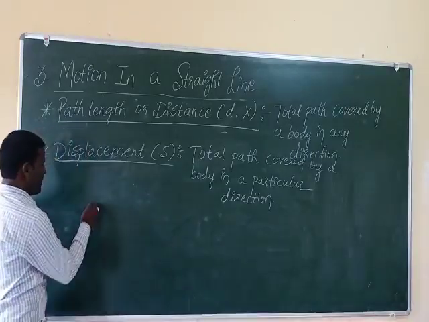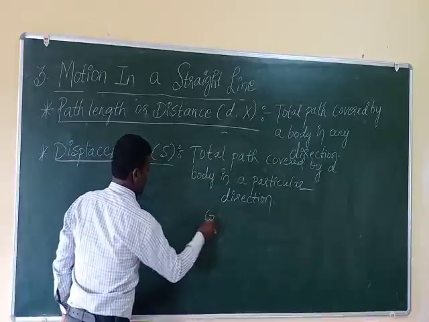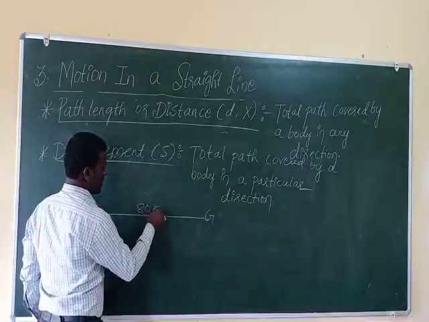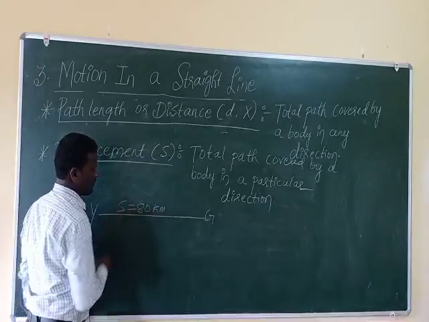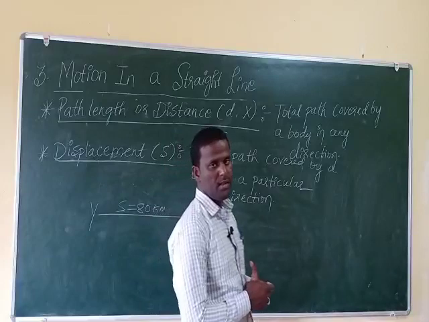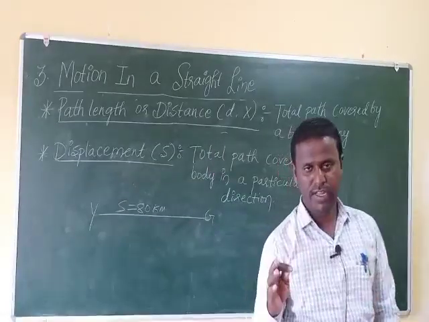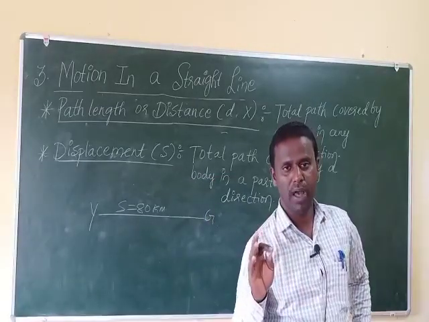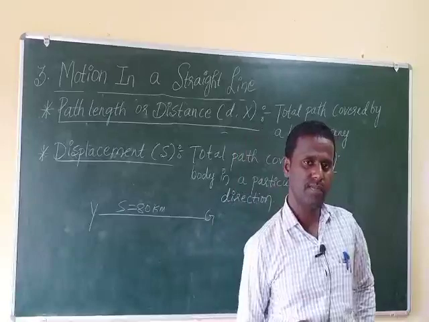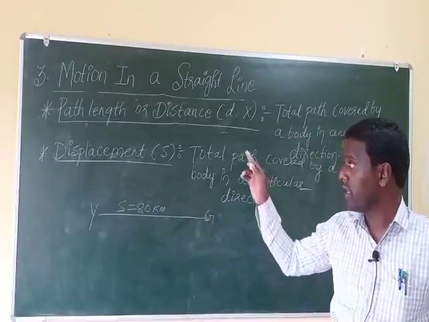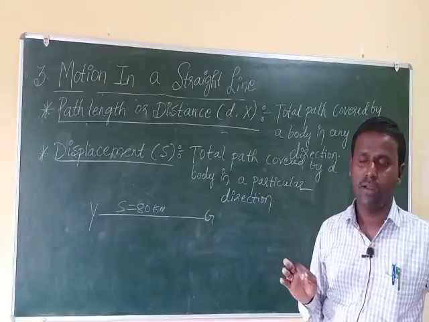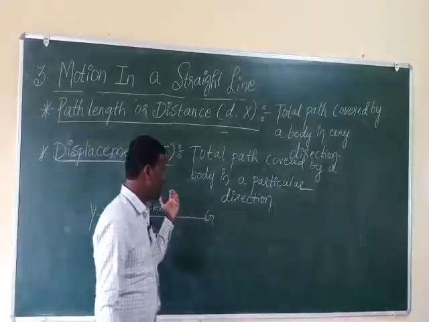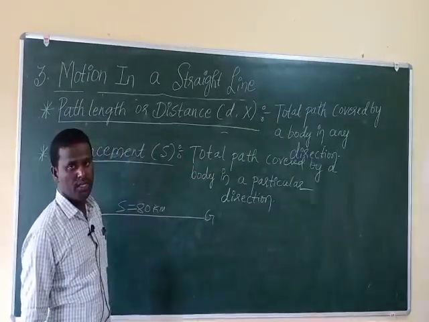See, same as here, this is Gulbarga. If I travel directly by covering 80 kilometers, this is a displacement. Displacement is nothing but the path or distance covered in a particular direction. Distance is the path covered in any direction. There is no specific direction in path length or distance. But in case of displacement, we should prefer the direction. Here displacement means it is having a particular direction.